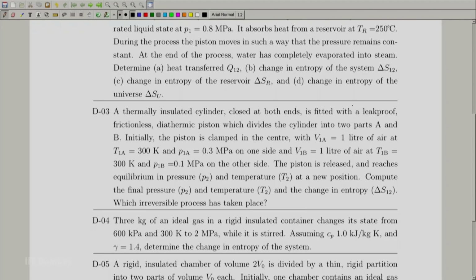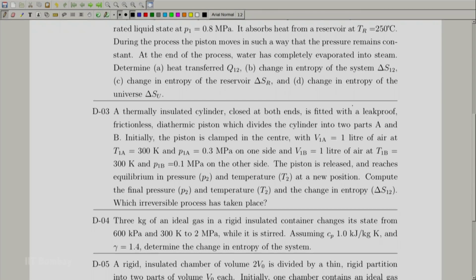That means we have a rigid box, and it is fitted with a leak-proof frictionless diathermic piston which divides the cylinder into two parts. It is leak proof, so whatever is on one side of the piston cannot move to the other side and vice versa. It is a diathermic piston, so it will maintain the temperatures of the two subsystems on either side equal. The two parts are known as A and B.